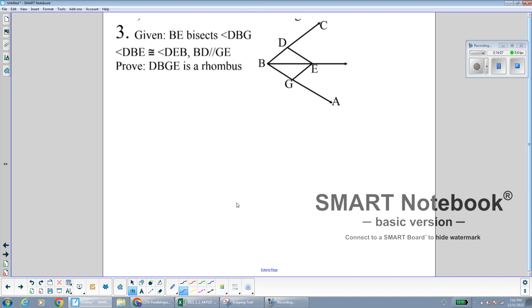So let's do one example together. We'll do a proof involving our special properties of rhombuses. We're told here that BE bisects angle DBG. So that means angle DBG is being cut in half. We know that angle DBE is congruent to angle DEB. So if we already have a mark on angle DBE, I'm going to put the same mark on DEB because they're congruent. So we see that these are all congruent to each other. That's the transitive property already. So we're connecting some things together. We're told that BD is parallel to GE, and we need to prove that DBGE is a rhombus.